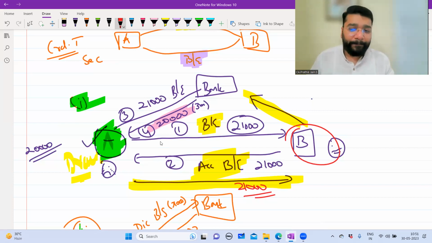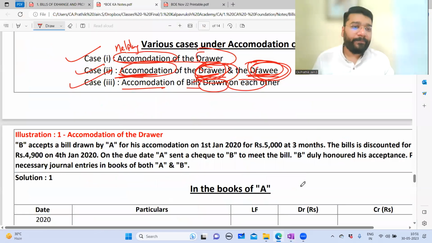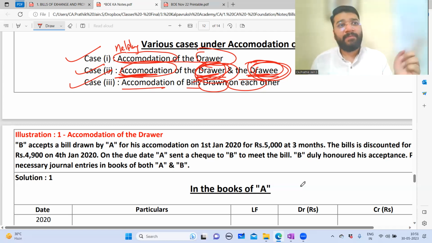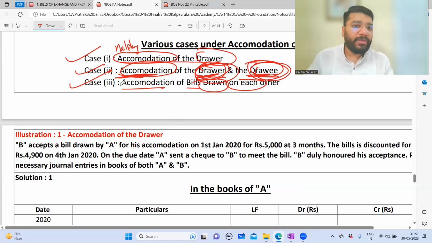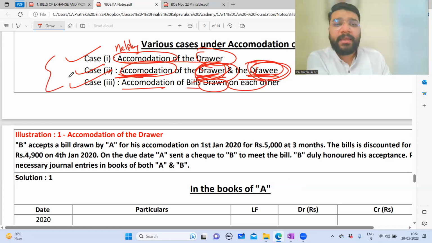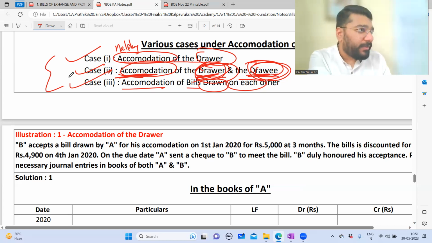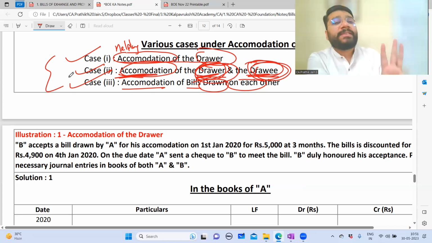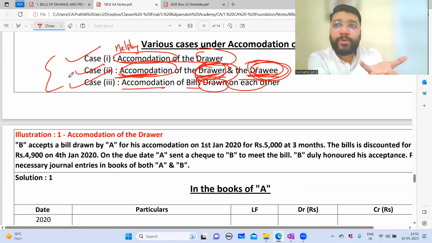Yes, Gunapati. 100%. No. A will give money to B, that has to be captured. So that's why, guys, for these three cases, the basic questions are not covered in your ICA study material. So I have given you 3 illustrations, guys, for each case, case 1, case 2, case 3, so that I can set a base for you.